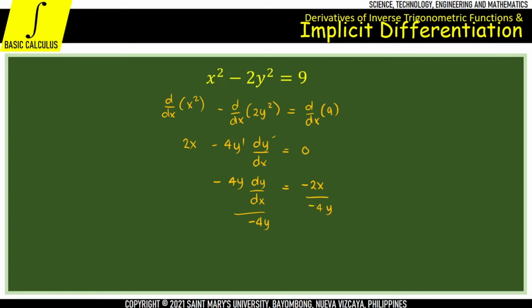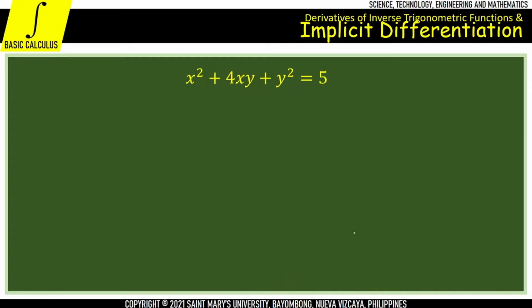So we have negative 4y. Next, cancel negative 4y, which leaves dy all over dx is equal to negative 2 all over negative 4, which is 1/2. So we have 1 all over 2, x over y, or we have x all over 2y. Therefore, given this equation, the implicit derivative dy all over dx is equal to x all over 2y.